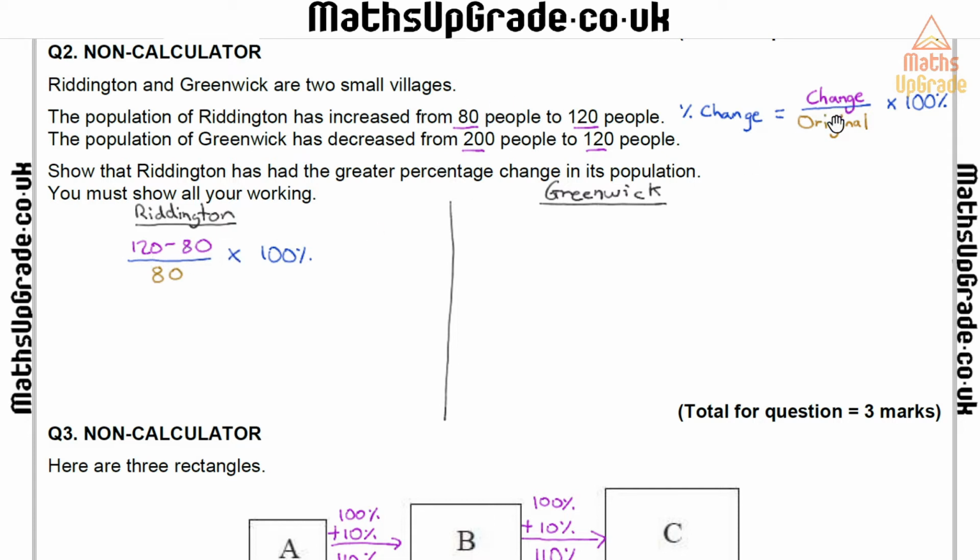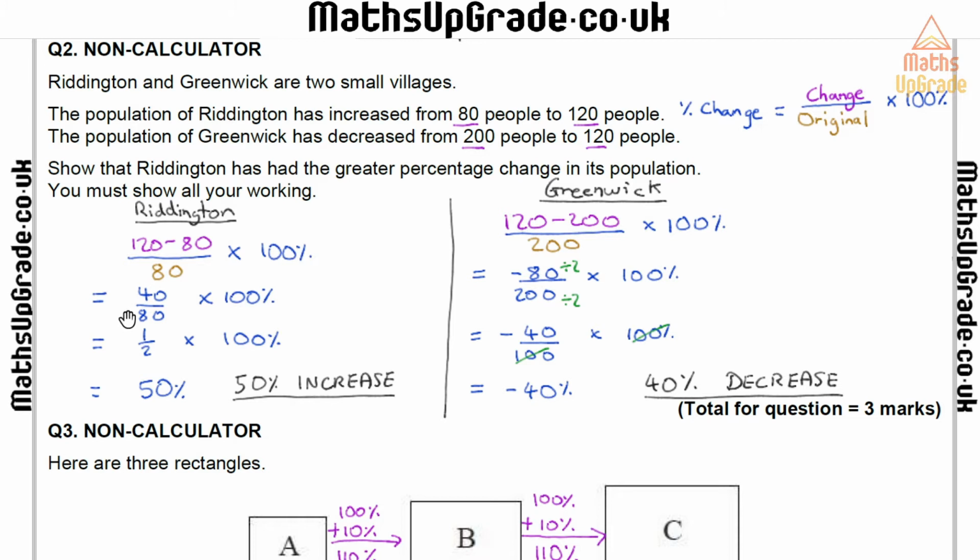I need to divide that by the original amount. So 40 divided by 80 times 100%. That is the same as a half of 100%, since 40 over 80 is the same as a half. And half of 100% is 50%. So without a calculator, this shows that Riddington had a 50% increase, since it's a positive value.